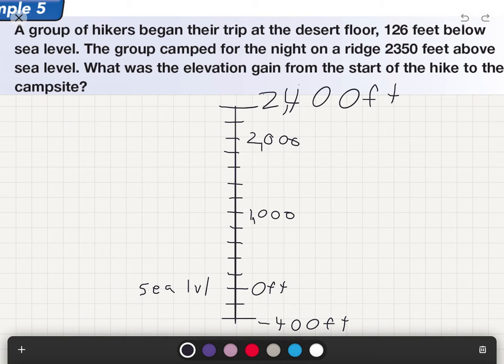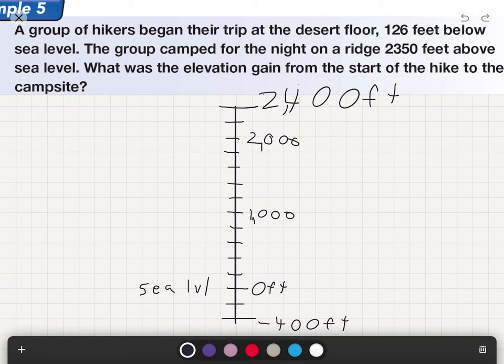The group camped for the night on a ridge 2,350 feet above sea level. What was the elevation gain from the start of the hike to the campsite?